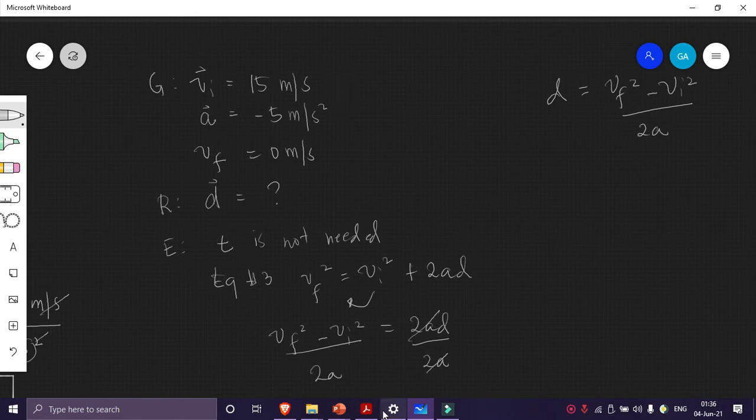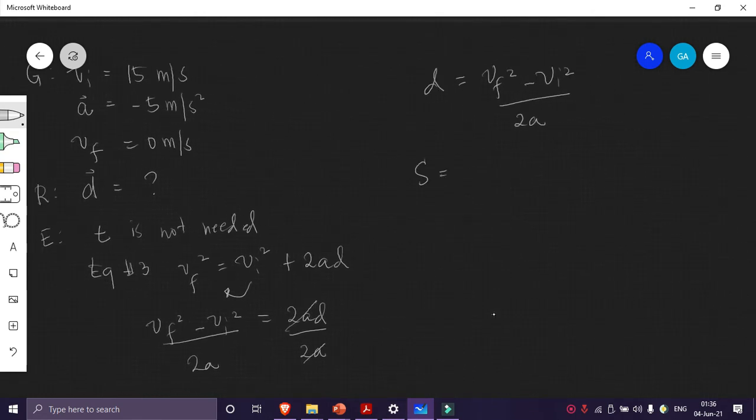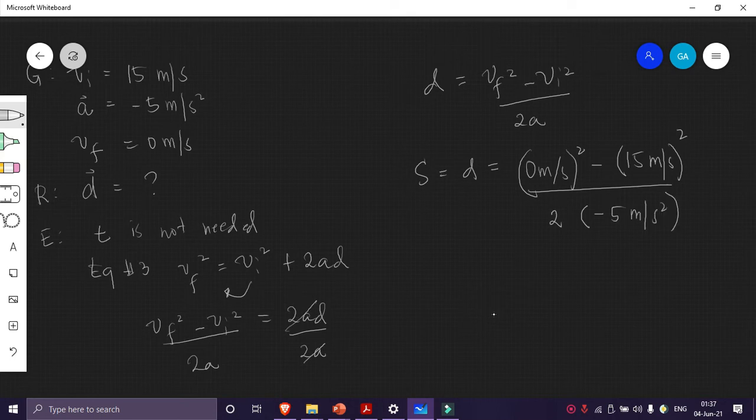Okay? Then, we substitute. So, solution natin, D is equal to VF, which is 0 meters per second, squared natin yan since may square dito sa equation natin, minus VI, which is 15 meters per second. Then, square natin yun sa labas, over 2A, which is negative 5 meters per second squared.